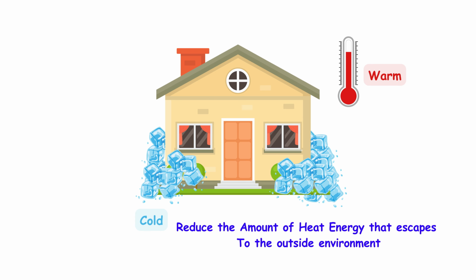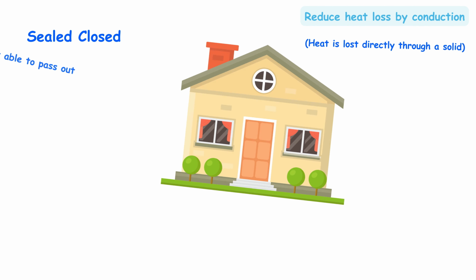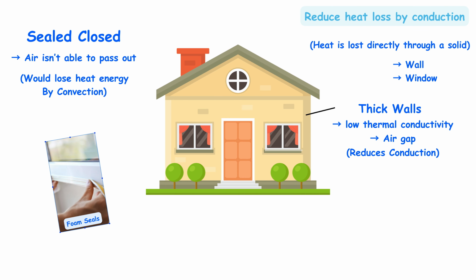Most people like their home to be nice and warm even if it's freezing cold outside. In order to achieve this, though, we need to reduce the amount of heat energy that escapes to the outside environment. And there are a whole range of ways that buildings are adapted for this. First, we want to make sure that our house is sealed closed to make sure that air isn't able to pass out of our home, because otherwise we would lose heat energy by convection, which, remember, is when heat is transferred through liquids and gases.